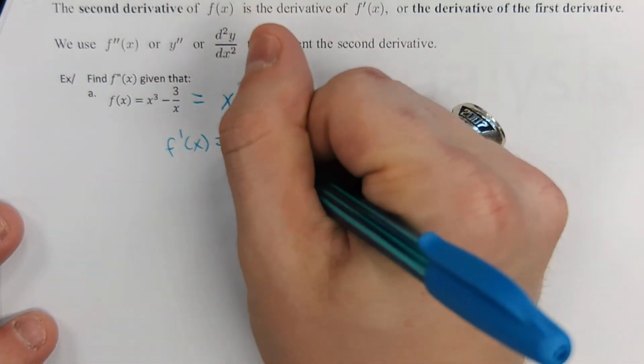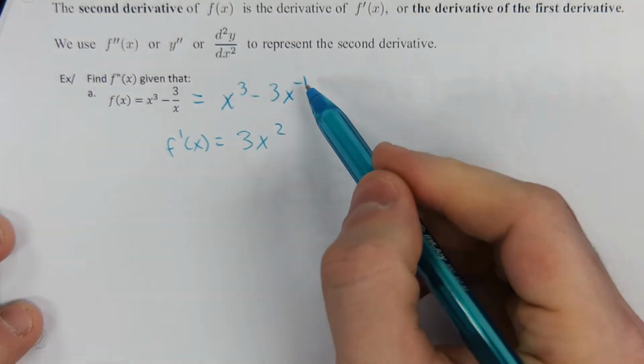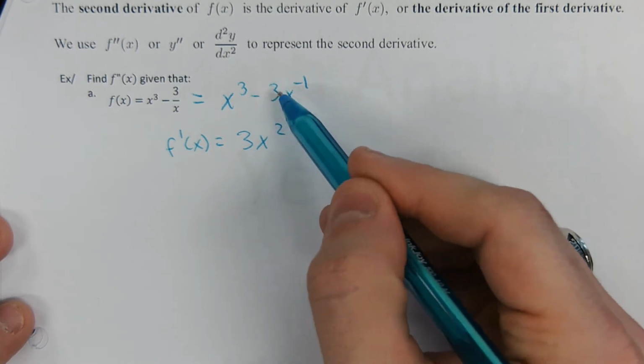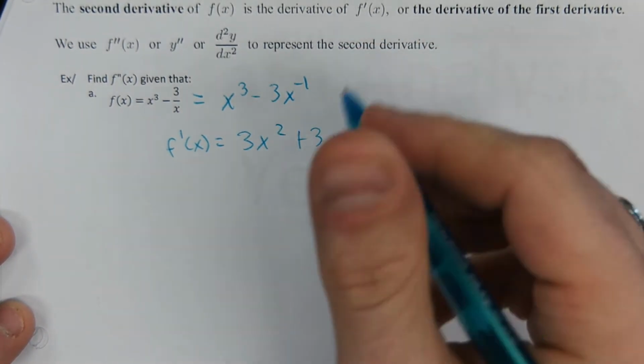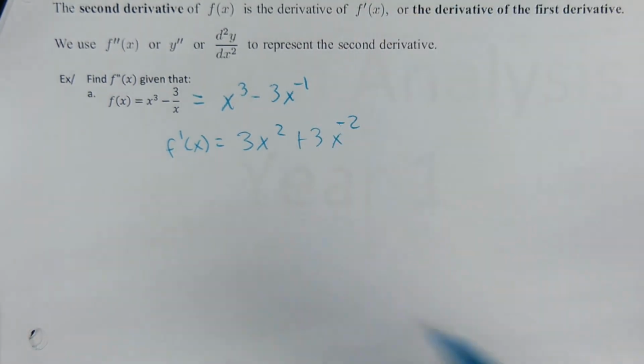Bring the 3 down. You got 3x squared. Bring the negative 1 down to the negative 3. Now you have a positive 3, but the exponent needs to decrease by 1 down to a negative 2. There's your first derivative. But we need to find our second derivative. That's what we were asked to find.